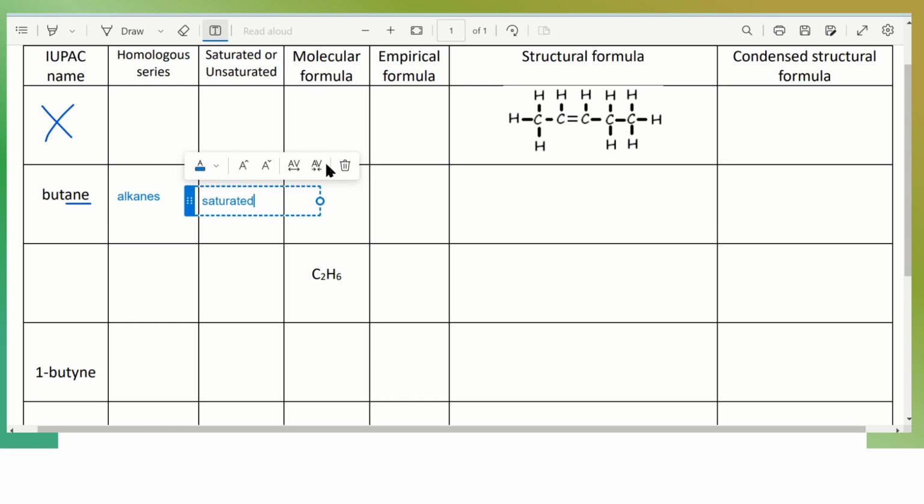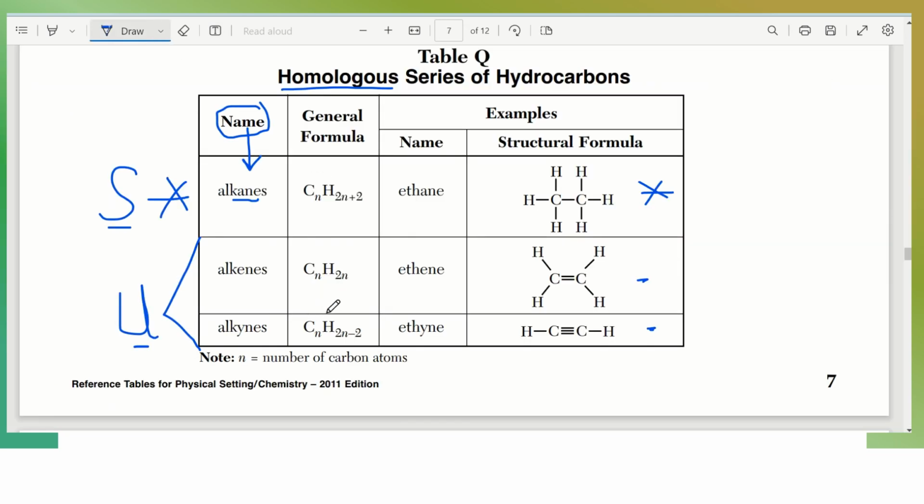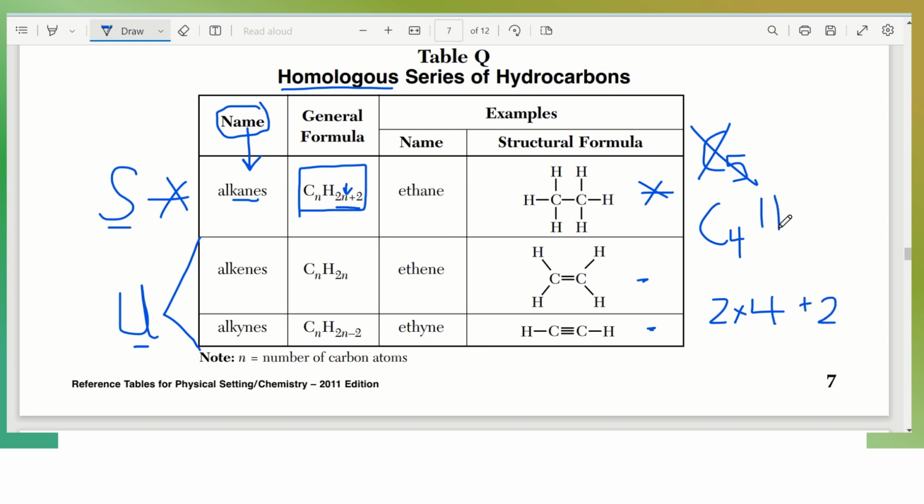What is the molecular formula? Okay, so let's go back and we're going to use this. So here is the general formula, and I'm going to plug in what I have. I have C5. Oops, not C5. I was going back to the last one. C4, but, right? And then how many hydrogens? So I'm going to plug the n in here. So I would get 2 times 4 plus 2, which is going to give me 10. So C4H10.